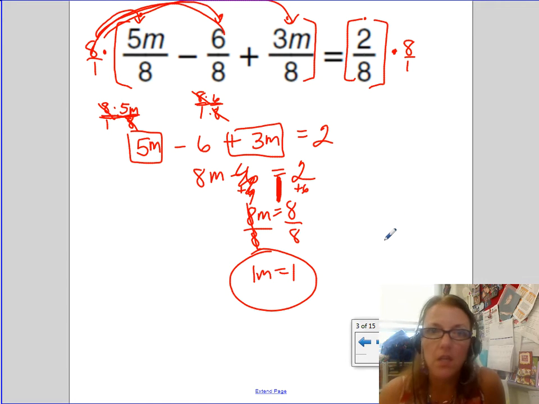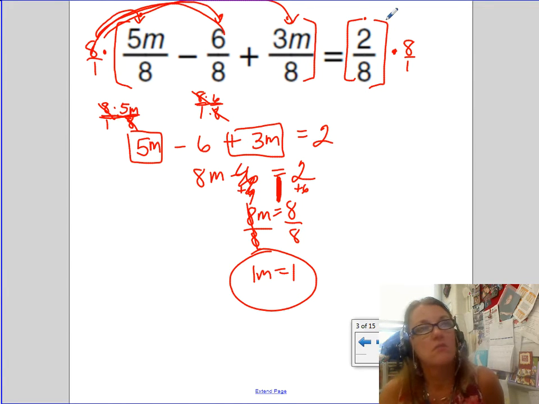I am telling you. All right, now, if you go back and check this and plug it in on your calculator, it really, really, really works. Because you plug in a 1, you're going to get 5/8 minus 6/8. So 5 minus 6, that's -1. Plus 3, that's 2. Duh. There you go. It checks.